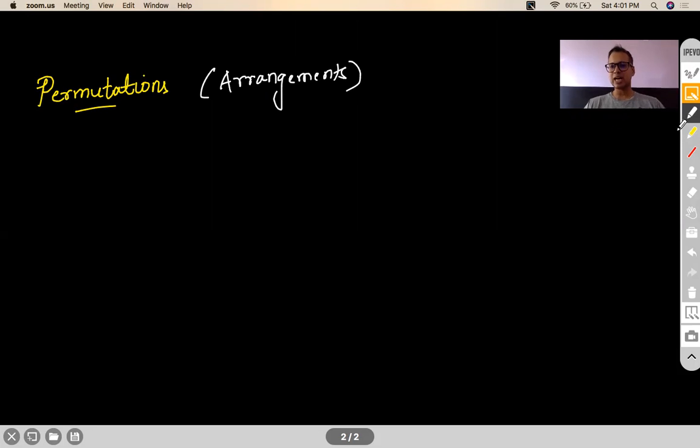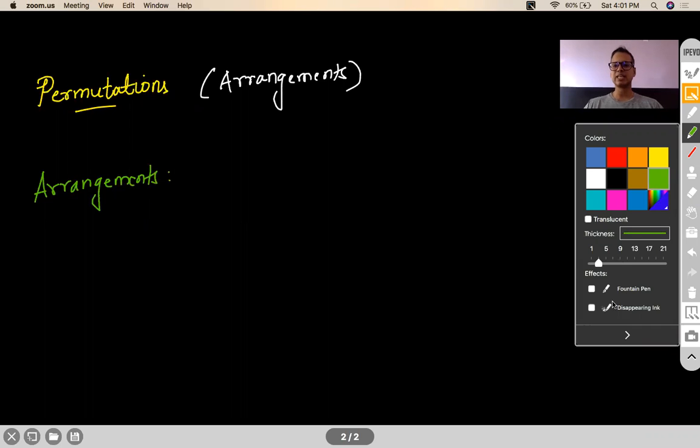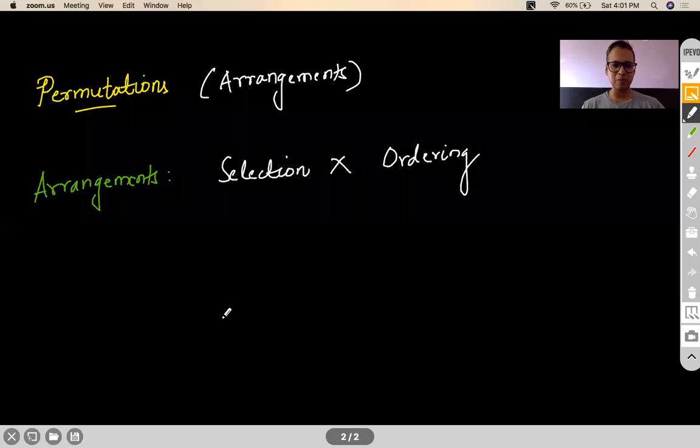Arrangements, my dear students, is a two-step procedure. Let me just change my ink color. So arrangements is a two-step procedure which is basically made up of selection and ordering. Now let me explain why it is made up of these two steps, selection and ordering.